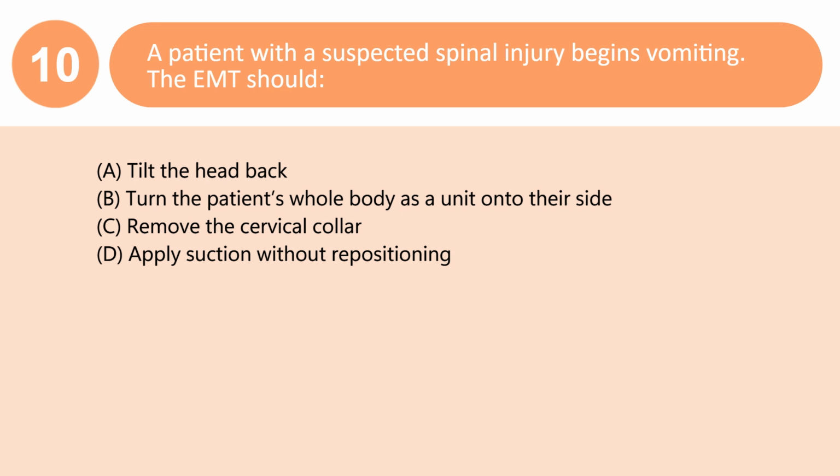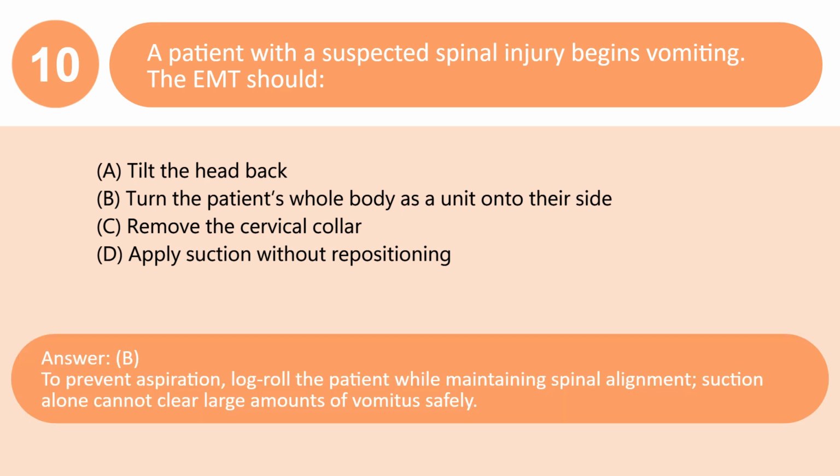The EMT should A. Tilt the head back. B. Turn the patient's whole body as a unit onto their side. C. Remove the cervical collar. D. Apply suction without repositioning. Answer: B. To prevent aspiration, log roll the patient while maintaining spinal alignment. Suction alone cannot clear large amounts of vomitus safely.